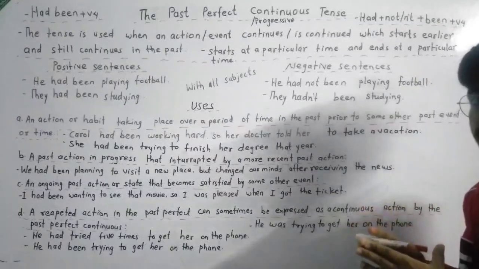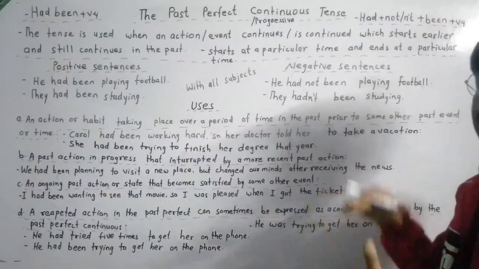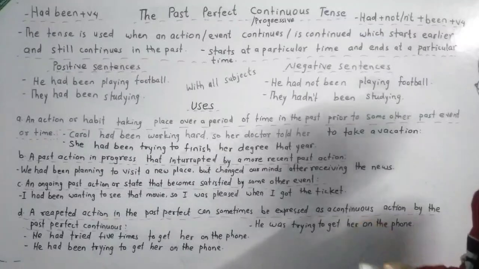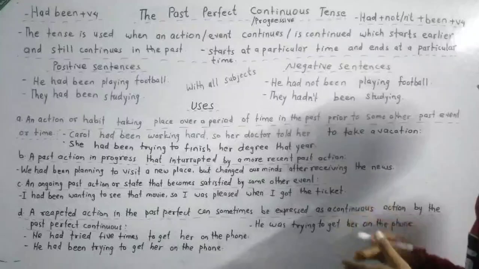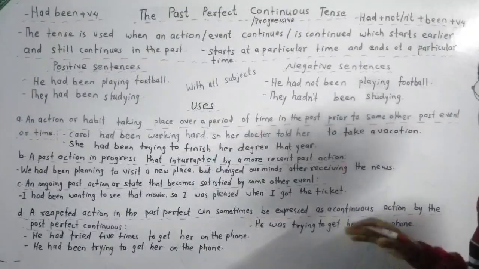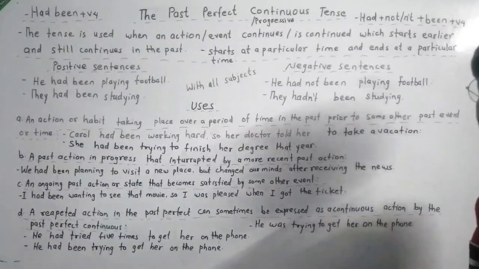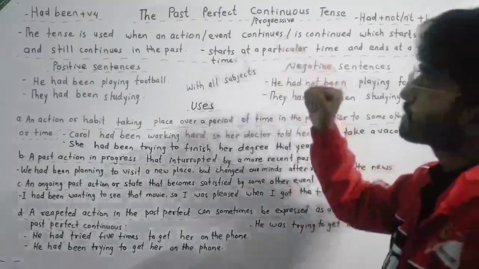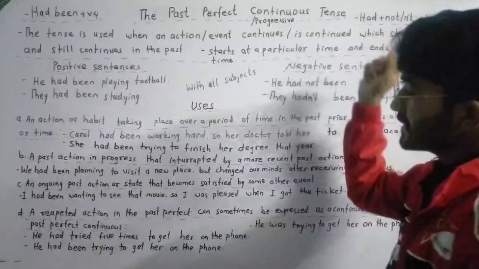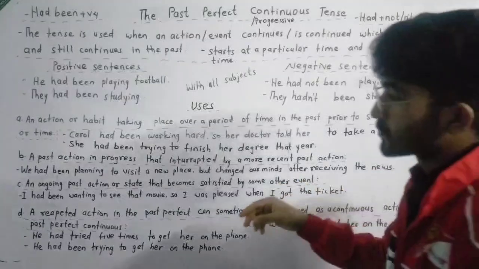There was an action in the past which was in progress, which had been going on, and the action which had been going on was interrupted, disturbed, stopped by another action. At that time, we can use the past perfect continuous tense. Let's understand through this example.